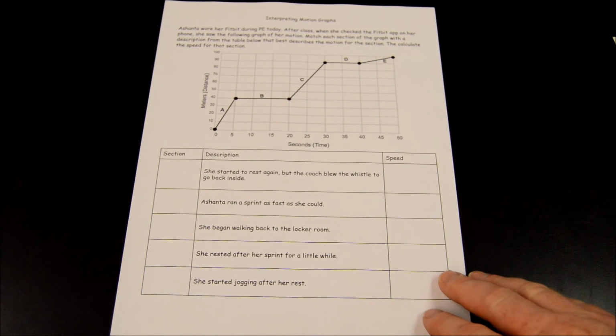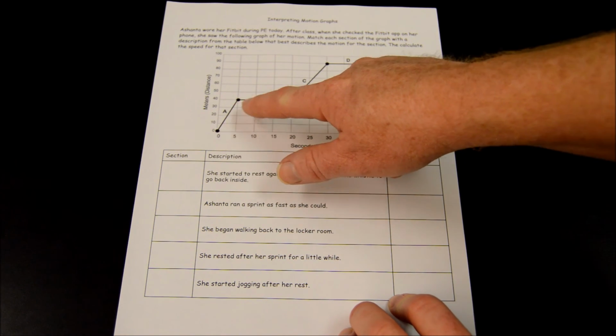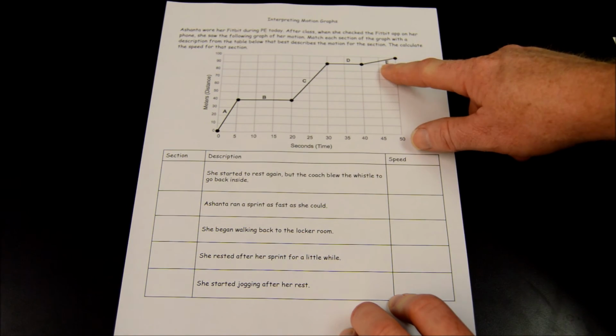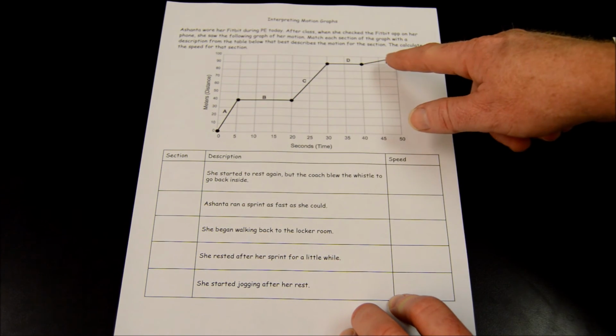Okay, now for our last part of the assignment, we're going to interpret a motion graph. Okay, the scenario for this graph says, Ashanta wore her Fitbit during PE today. After class, when she checked the Fitbit app on her phone, she saw the following graph of her motion. Okay, so it showed her this graph. Match each section of the graph with a description from the table below. So you're going to look at each section of the graph, A, B, C, D, and E, and then you're going to figure out which one of these descriptions belongs to which one of the sections, okay?